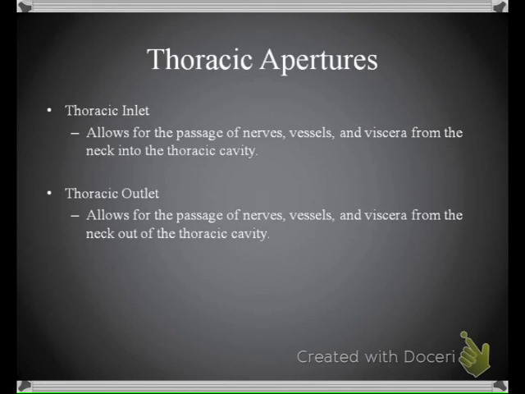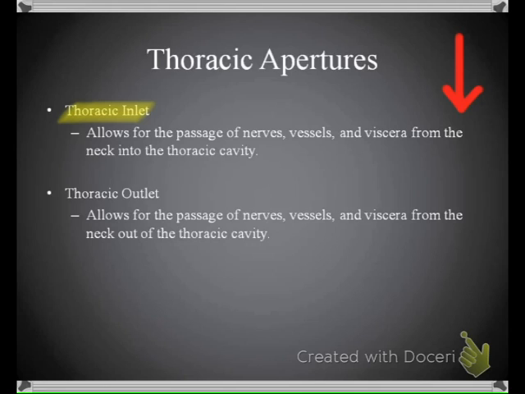As we saw in some previous images, we do see that the thorax has two apertures, or points of entry and exit out of it. We have the thoracic inlet, which allows for the passage of nerves, vessels, and viscera from the neck into the thoracic cavity. So the thoracic inlet is what is going to allow things to go from the head into the thorax.